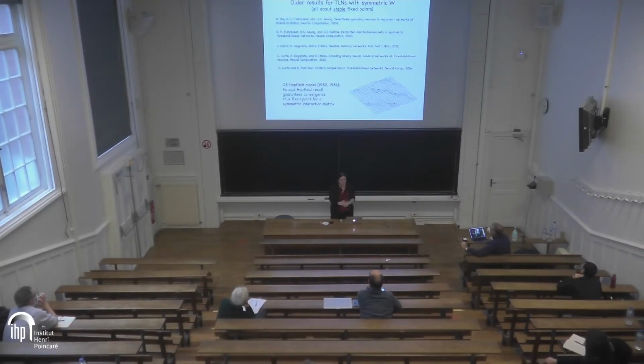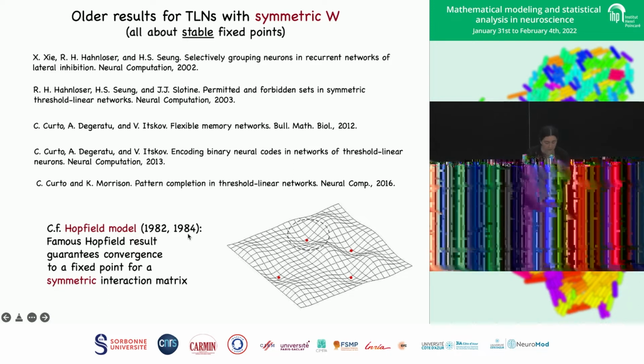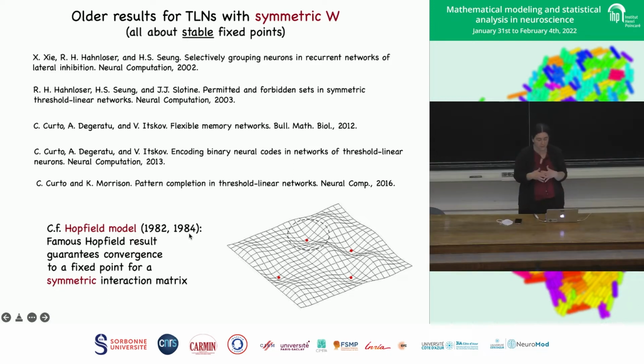Twenty years ago, I would say the mathematical study of these networks really kicked off with some beautiful work by Hahnloser, Seung, and others at MIT at the time on the symmetric case. They were studying threshold linear networks where the W matrix is symmetric. In that case, you can prove a result very similar to the classic Hopfield result, where you can guarantee convergence to one of multiple stable fixed points.